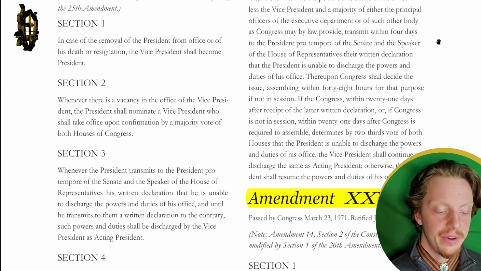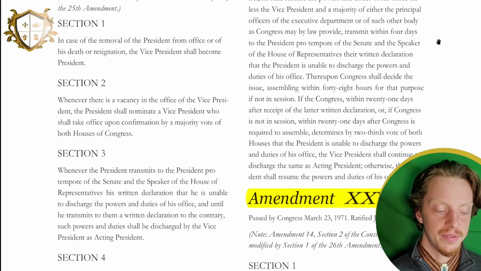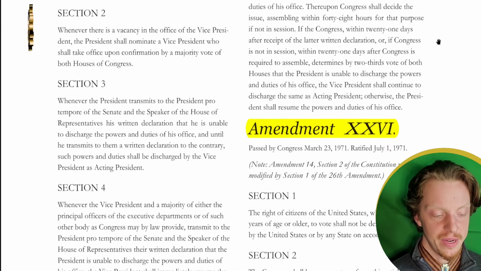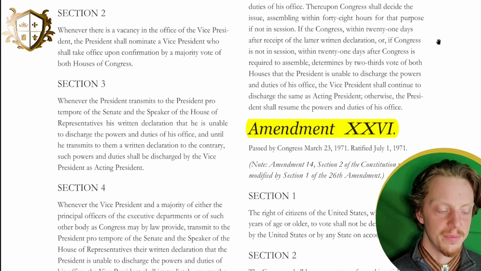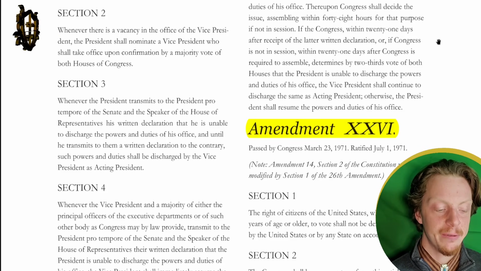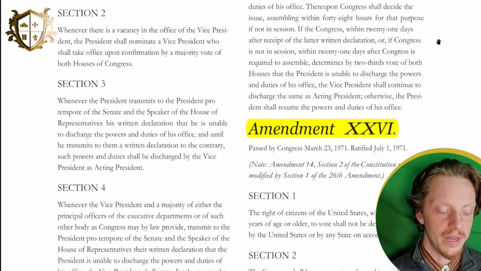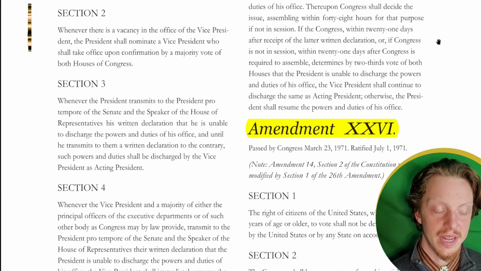Section 2. Whenever there is a vacancy in the office of the Vice President, the President shall nominate a Vice President who shall take office upon confirmation by a majority vote of both houses of Congress. Section 3. Whenever the President transmits to the President pro tempore of the Senate and the Speaker of the House of Representatives his written declaration that he is unable to discharge the powers and duties of his office, and until he transmits to them a written declaration to the contrary, such powers and duties shall be discharged by the Vice President as acting President.